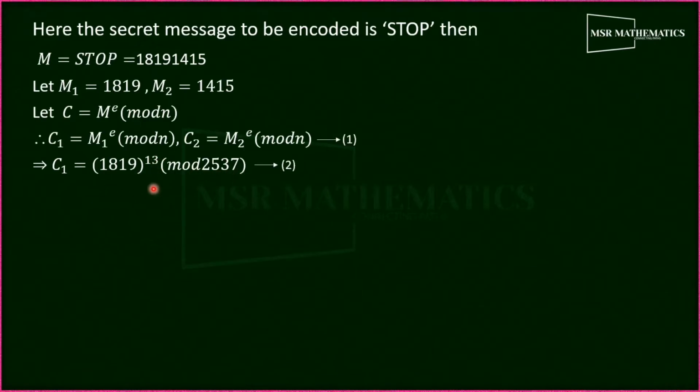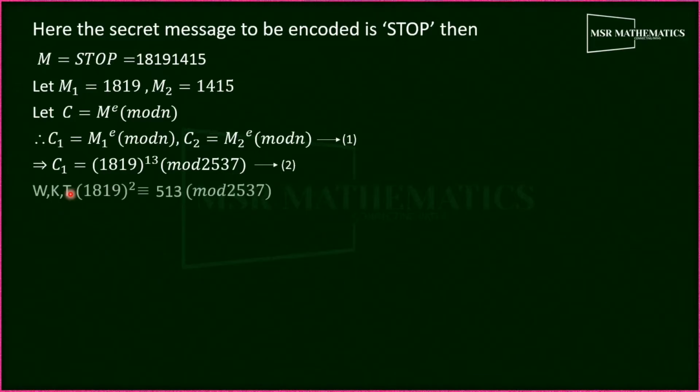Here we already discussed in the previous videos how to find the remainder for a highest value if we divide the value by the given n value. But here I use a different method, that is a calculator method, to find the remainder for a greater value. It is a very easy procedure. So we have to find the remainder when 1819 to the power of 13 is divided by 2537.